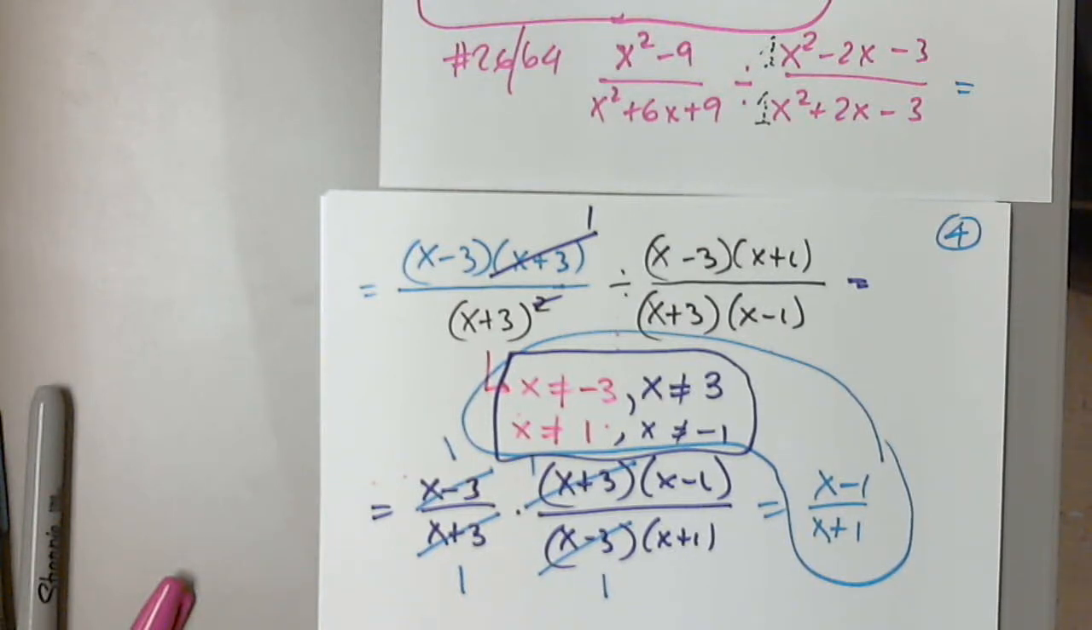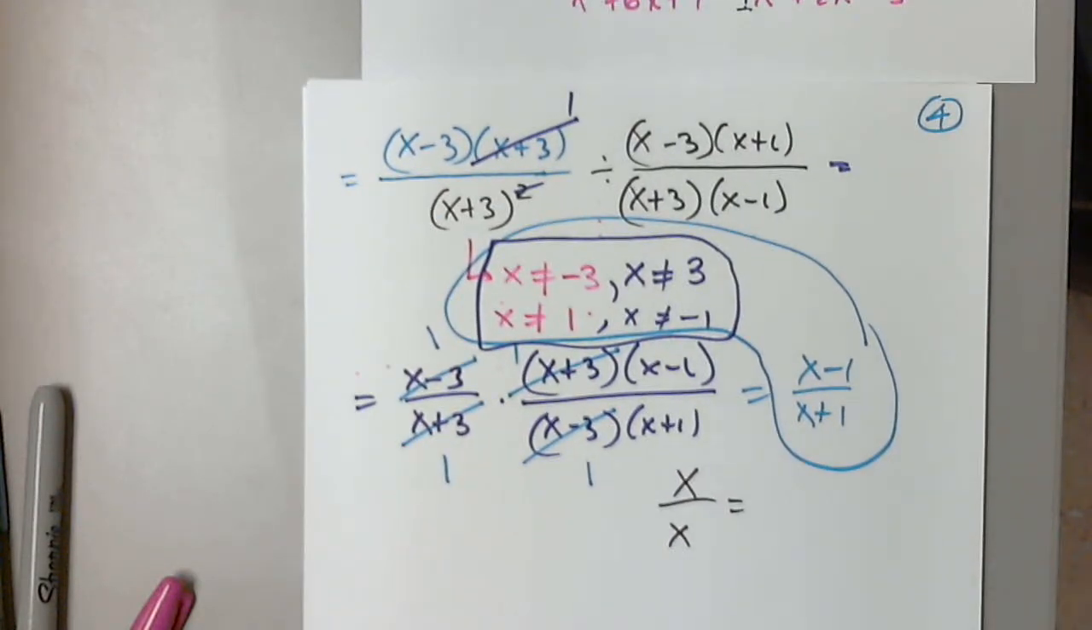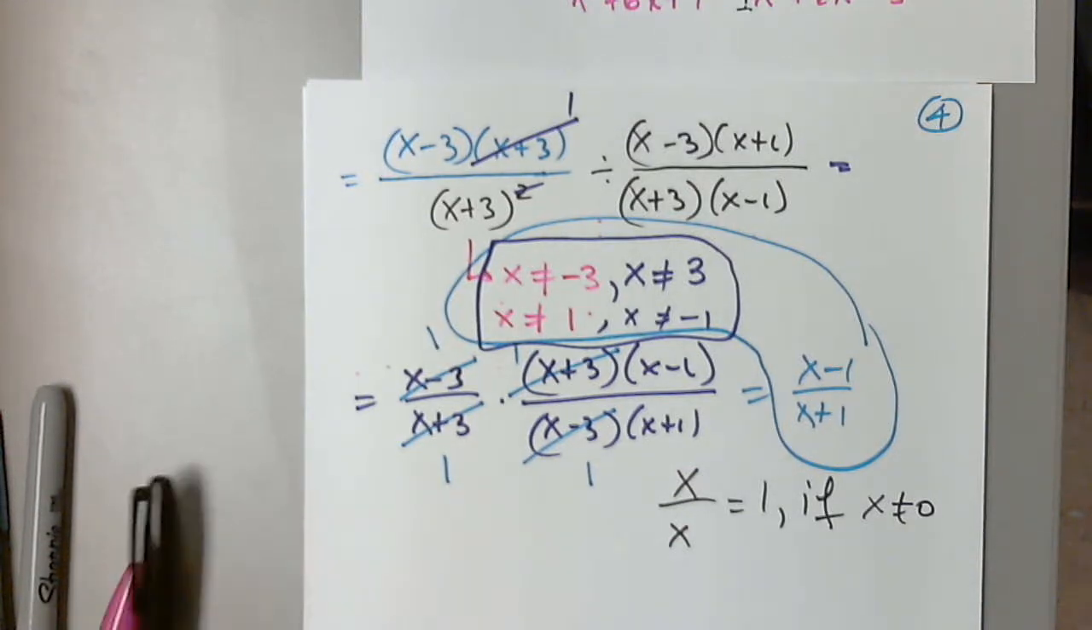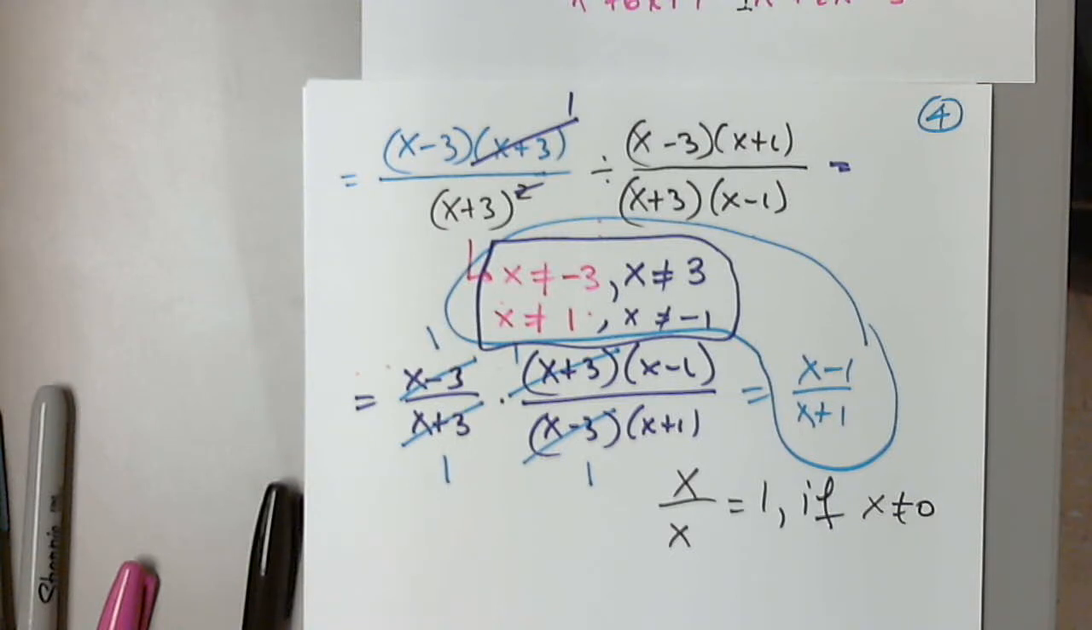It's mandatory. So for example, what about x over x? What is the answer? 1. No. It's 1 only if x is not 0. Exactly. So once you have 1, you're not going to have anything to write restrictions on. What is the restriction on 1? There is no restriction. That's why you have to state the restrictions before you simplify. Is that clear? Yes? Okay, perfect.